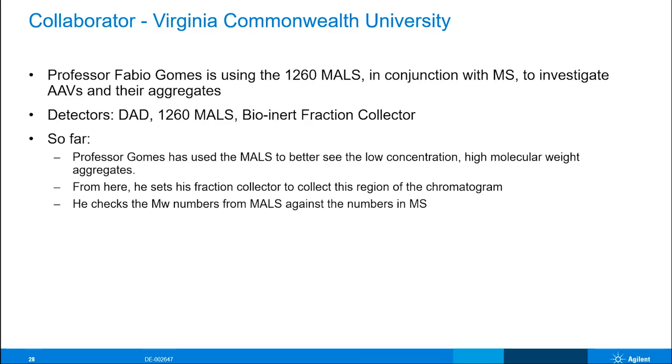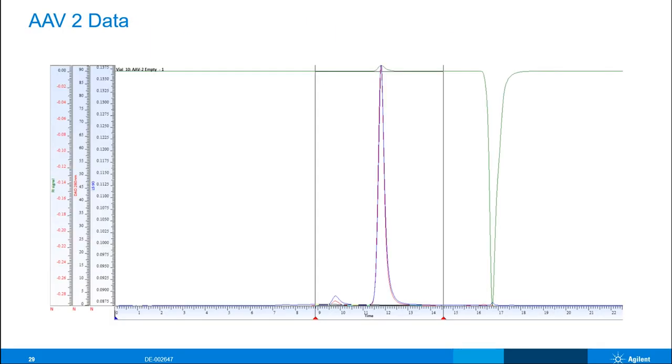Just an example of what that might look like using this AAV2 data that we generated at our lab in Lexington. You can see that up around that 9.5 to 10.5 minute mark, there's this high molecular weight peak. It's especially obvious when looking at the light scattering 90-degree angle, which is the blue trace within this chromatogram. So he's setting his fraction collector limits right around that time frame, and from there, going to mass spec.